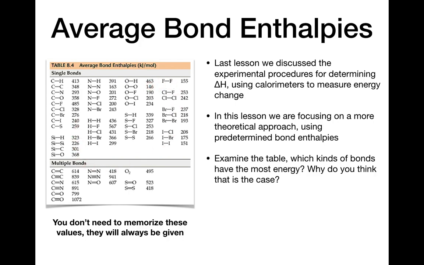Now, look at this. What kind of bonds do you notice have the most energy, and why do you think that's the case, or the most enthalpy? Well, the multiple bonds definitely are slightly higher than the single bonds. And the biggest one here is carbon triple bonded to oxygen, which is possible but is beyond your understanding of chemistry right now, so I'm not going to bother trying to explain it.